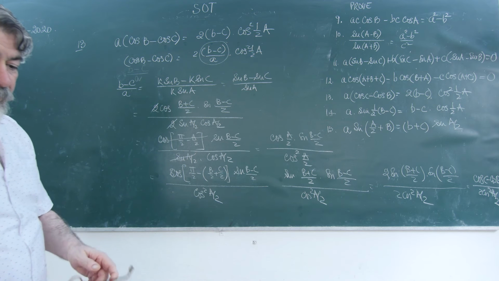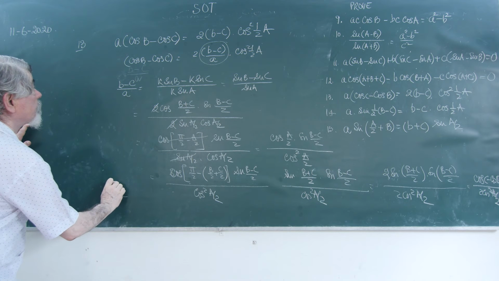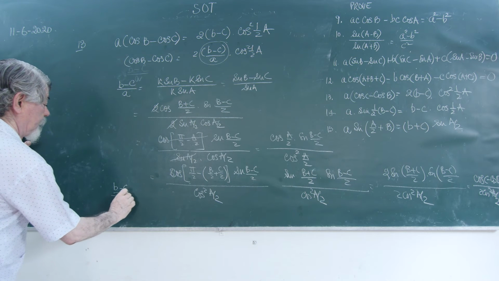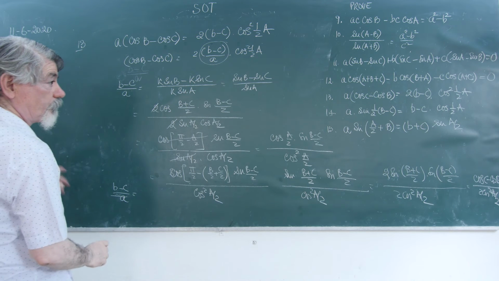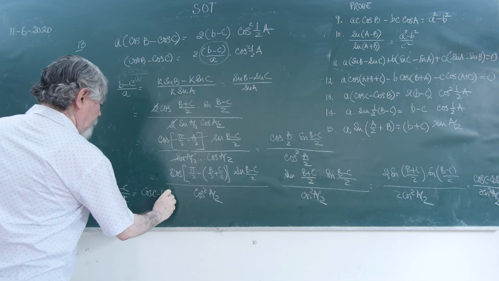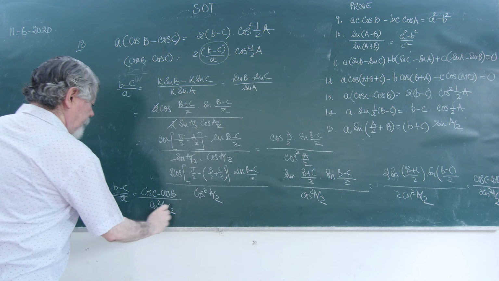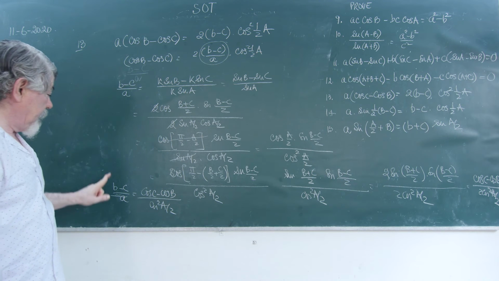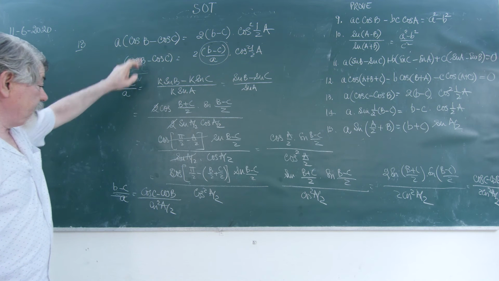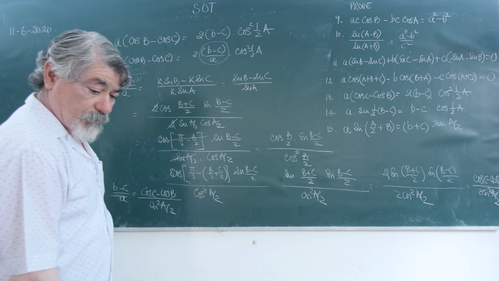Now let us cross multiply. It was a upon b minus c, b minus c upon a was equal to what? Cos c minus cos b upon cos square a upon 2. When we cross multiply, we'll get a into cos c minus cos b, and b minus c into cos square a should be cos b minus cos c, not cos c minus cos b.